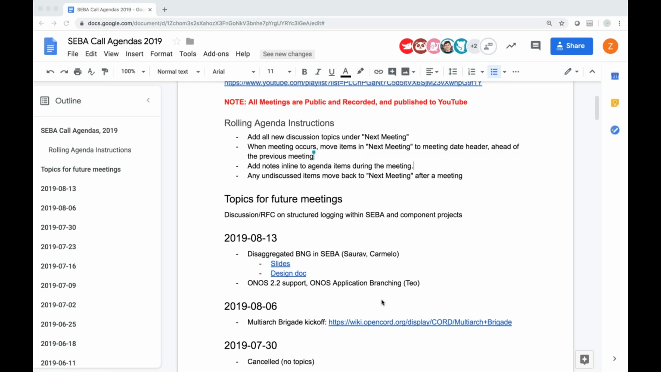We have two topics. One is the disaggregated BNG in SEBA, and the other is ONOS 2.2 support and ONOS application branching. That's for the ONOS apps that are a part of SEBA. I think Saurav and Carmelo are going to be presenting on that first part.